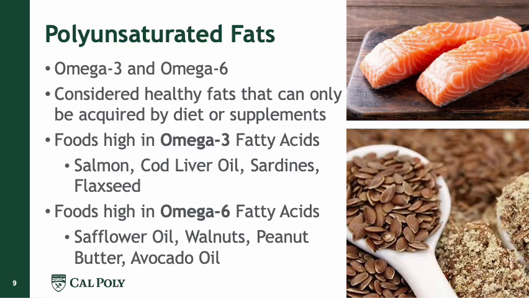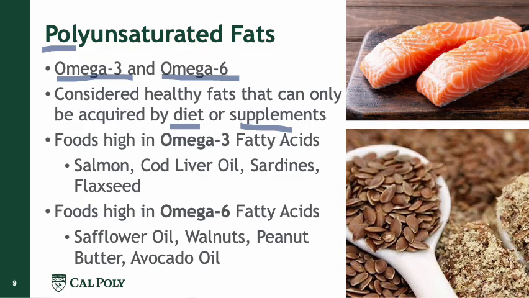So if we go to the polyunsaturated fatty acids, as we talked before, we have the poly word, so this means more than one double bond. And the most common and very popular ones are omega-3 and omega-6. These are considered healthy fats, and they are required by the diet. So they are essential. This means that our body cannot produce them, and we have to get them from diet or supplements.